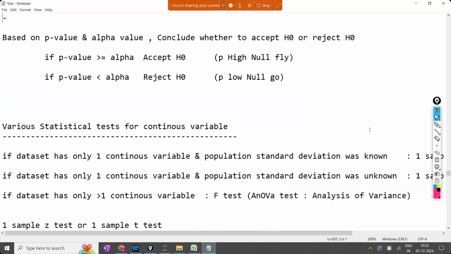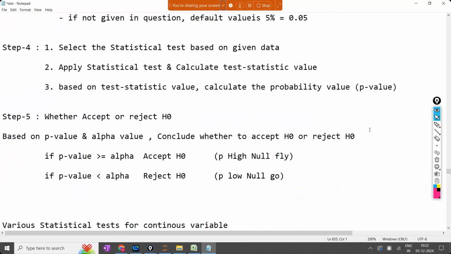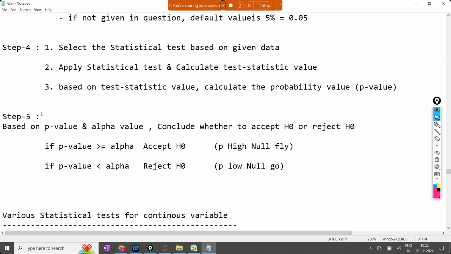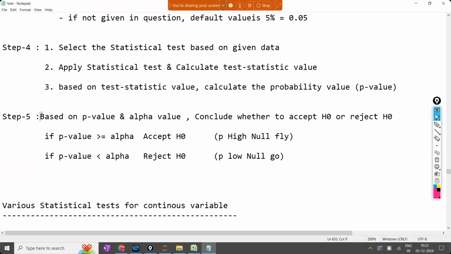Simply, you have only one option here. Based on the p-value, you are going to conclude whether to accept the null hypothesis or reject the null hypothesis. Only one option is there. A second option is also not there. The plot is not there, and observing 1 minus p, nothing is there here. Only one option.